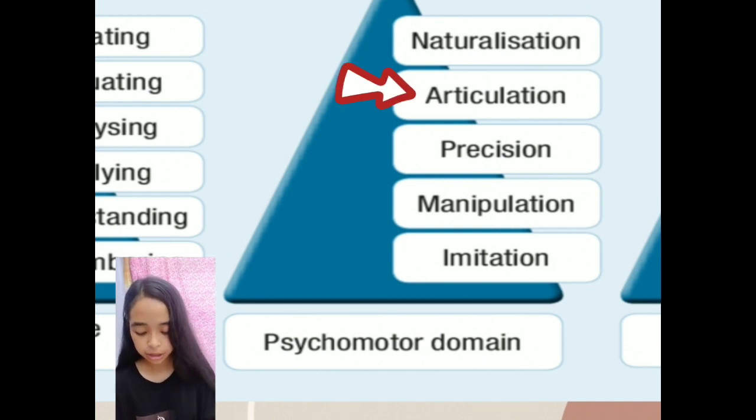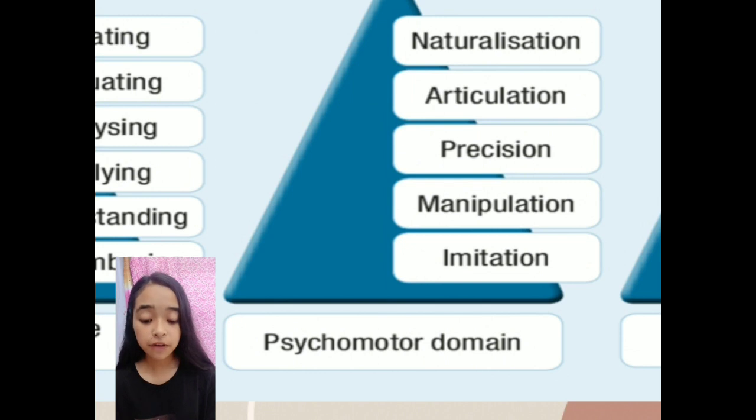So next is the articulation. So at this level, the learner will adapt expertise to complete a non-standard objective. For example, stop behind a parked car to give way to an incoming vehicle without instruction. Okay, let's proceed to the last level of this domain, which is the naturalization. So at this level, the learner will automate skills, unconsciously mastering skills. Okay, for example, pass a practical driving test by independently driving satisfactorily.